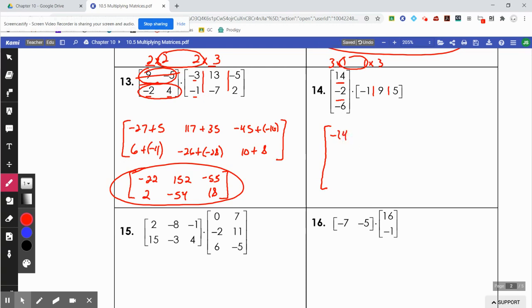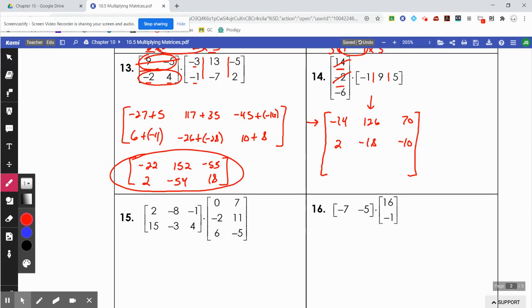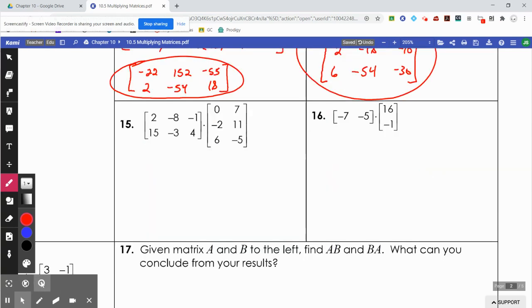First row by the second column gives you the answer in the first row, second column. So 14 times 9, that'll be 126. And then first row, third column gives you 70. You are done with your first row. Do the same thing with your second row, gives you a 2, a -18, and a -10. Done with the second row, do the same thing with the third row, gives you a 6, -54, and -30. There's your final answer.